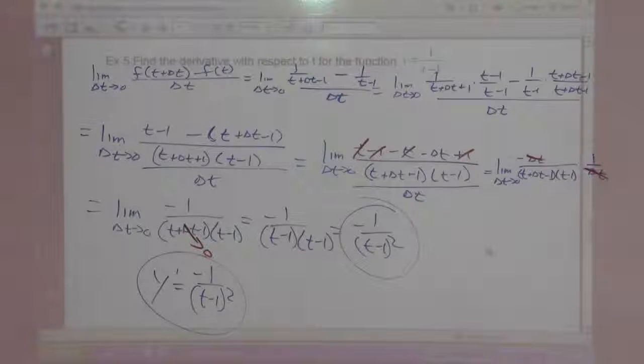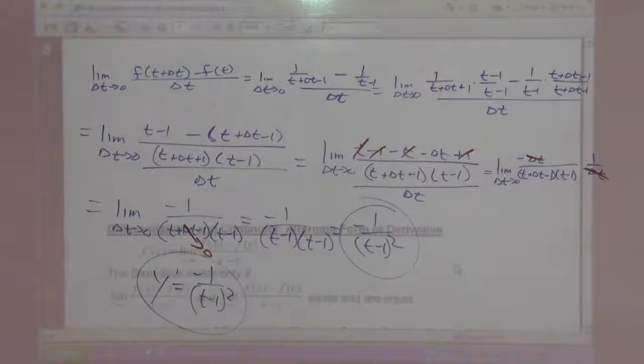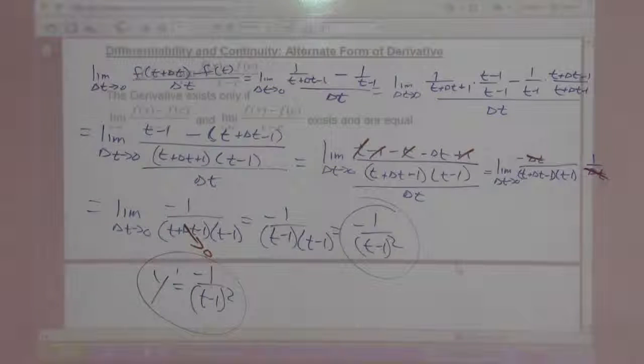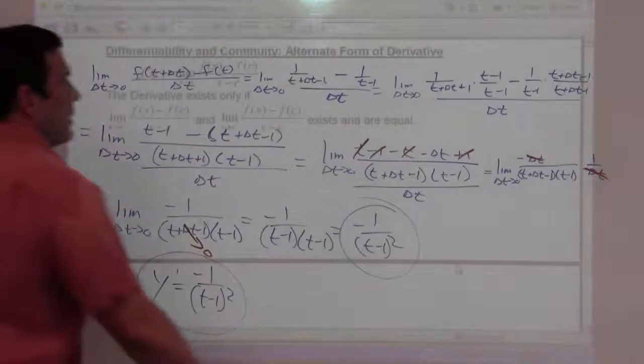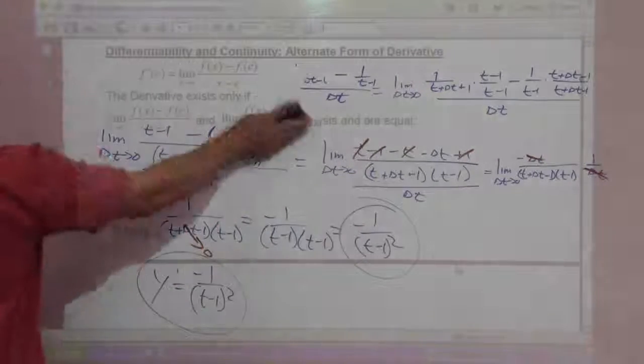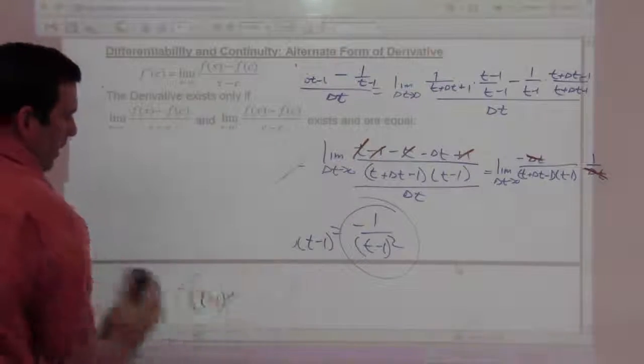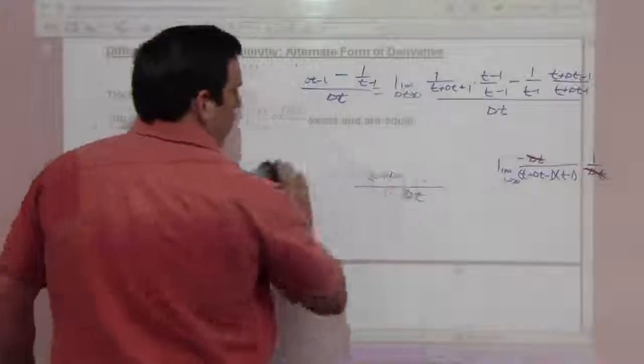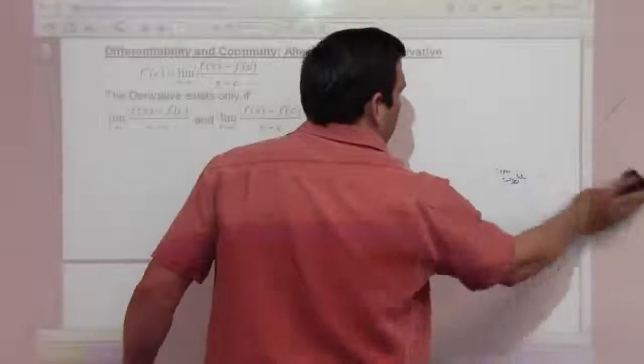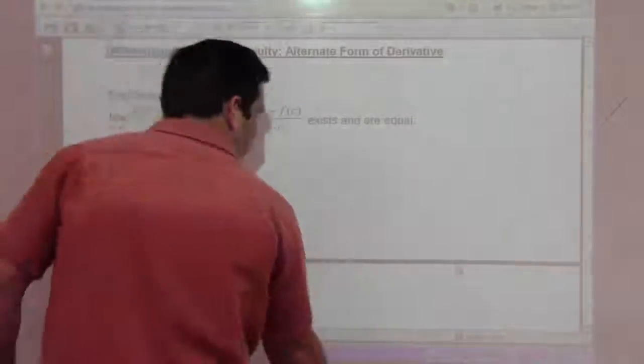Okay, feel free to pause if you need some more time with that one. I'm going to go down the page, down to the next thing. Differentiability and continuity, alternate form of the derivative. Now this alternate form of the derivative will only yield the slope at the point. It's not going to give you the general formula.